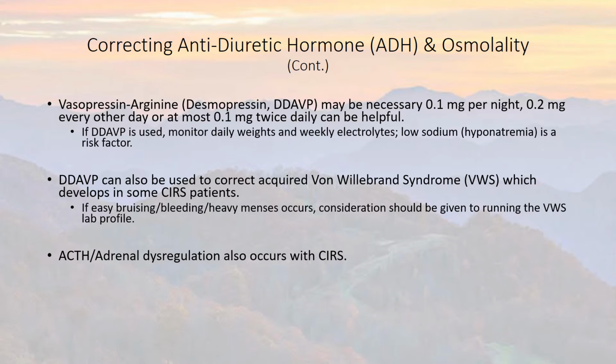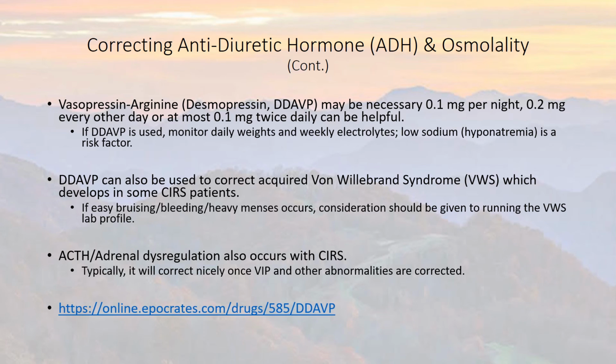Adrenocorticotropic hormone, or ACTH, adrenal dysregulation can also occur. ACTH causes the adrenal glands to produce more cortisol. And again, dysregulation will occur. Usually with ACTH increases, cortisol increases, and we'll get more into that in the future. Typically, this will all correct nicely once VIP, if necessary, and other abnormalities of SIRS are corrected. And there are some references available to this.